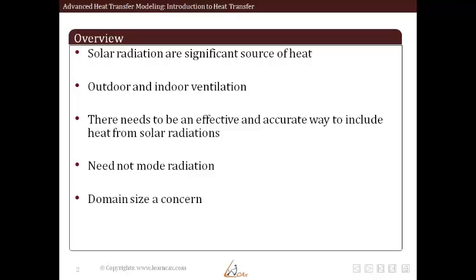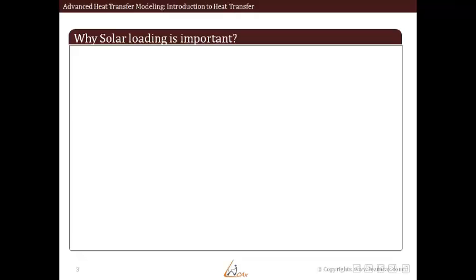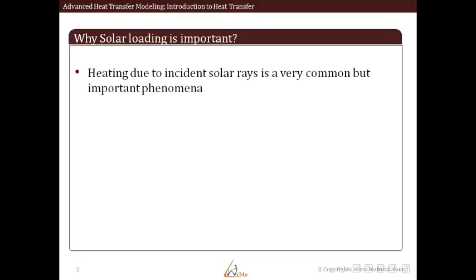And domain size, however large we consider the solar radiation, becomes that much larger a heat component. So domain size is also a concern, and location and weather parameters also affect what sort of solar heat is going to come up. So we need knowledge of location and weather conditions as well. They are critical parameters. So why is solar loading important, and why is heat from solar rays important?